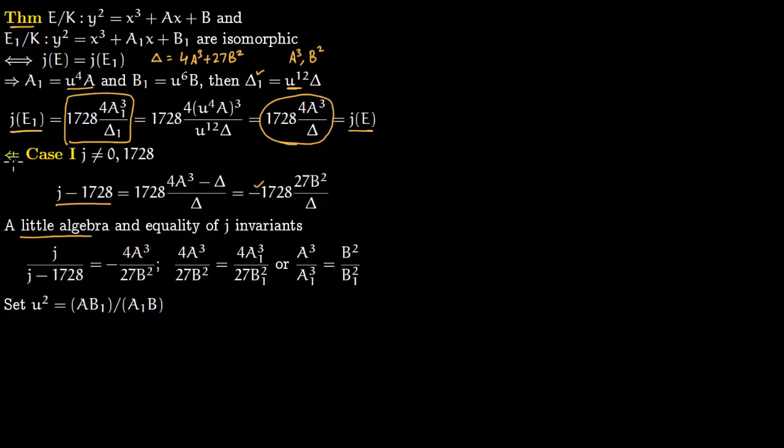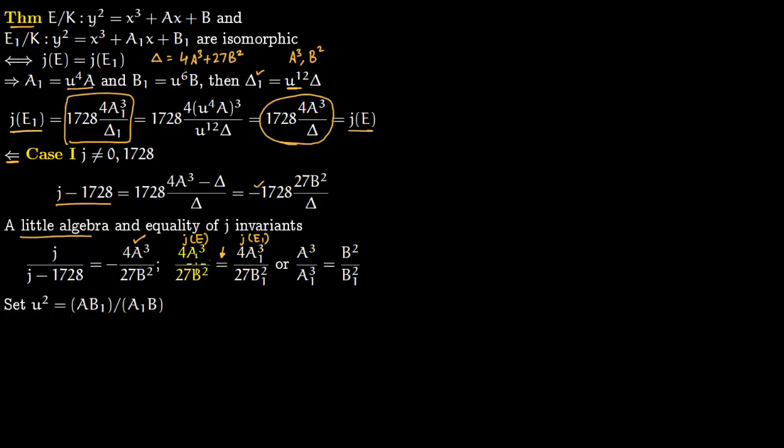Now we are going in the opposite direction. That is, we are saying that the j invariants are equal. So the j invariant of our elliptic curve E is the same as the j invariant of elliptic curve E1. That would imply that for elliptic curve E you have something like this, and for E1 you have A1 and B1. So you have equality here. This comes from the equality of the j invariants, because we are now assuming that the j invariants are equal, and we have to show that the curves are isomorphic.